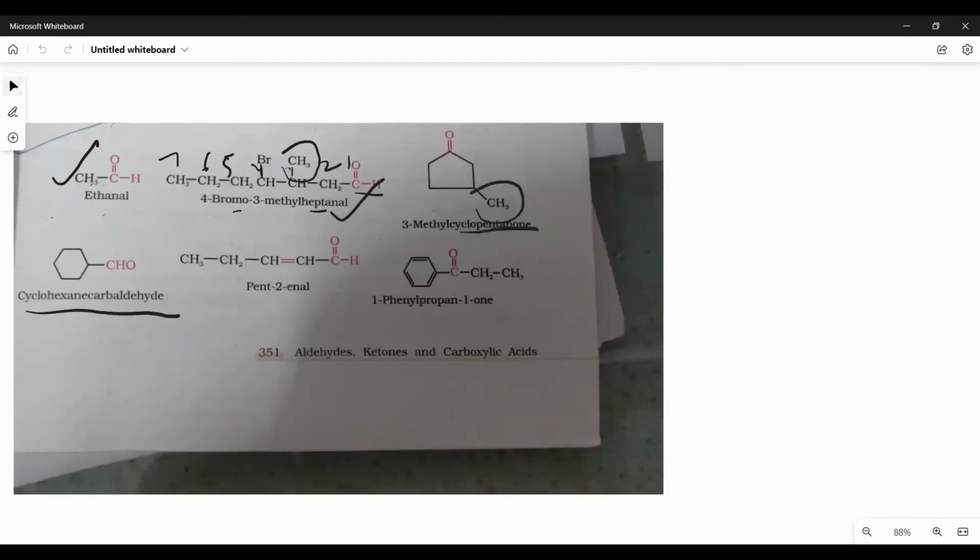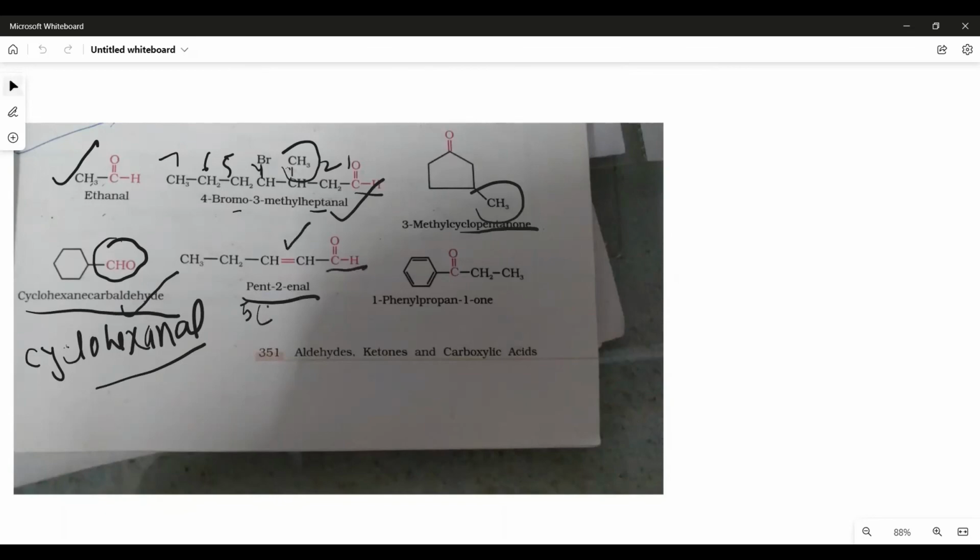Cyclohexane carbaldehyde, I have told you earlier, whenever the CHO group is present, we may write the carbaldehyde, or it can also be known as cyclohexanal. Cyclohexanal भी लिख सकते हैं. Pent 2-enal, that means 5 carbon atom chain. At the second carbon atom there is double bond, and the al means there is a CHO group present. So you can see 5 carbon atom chain, double bond and CHO group.